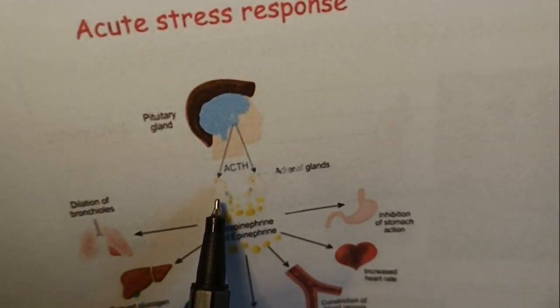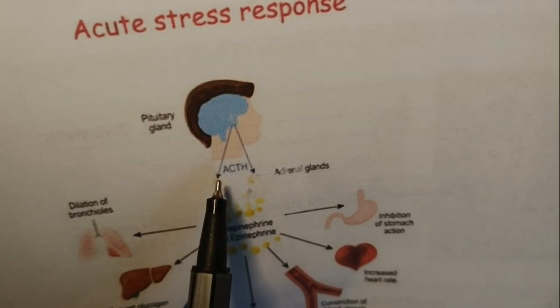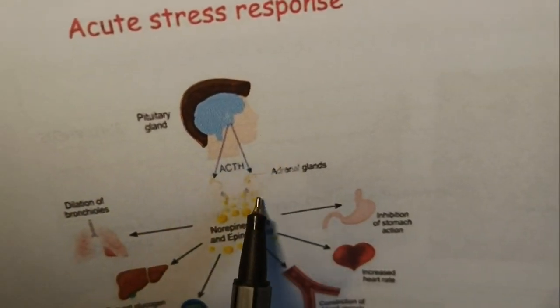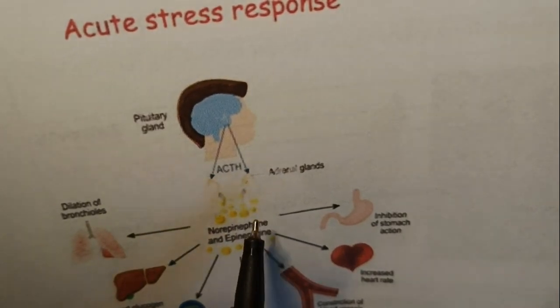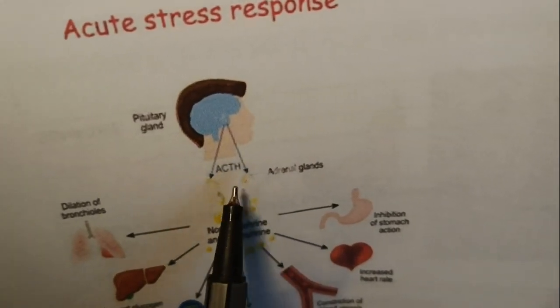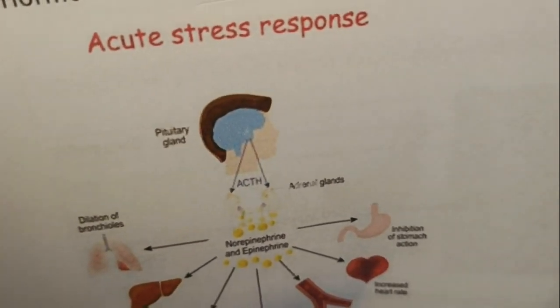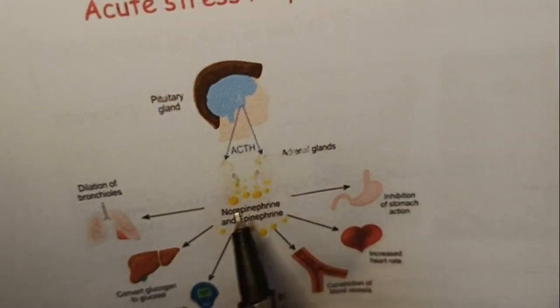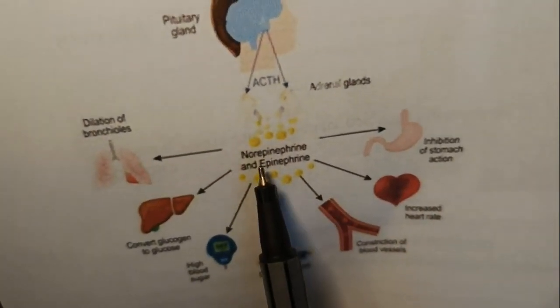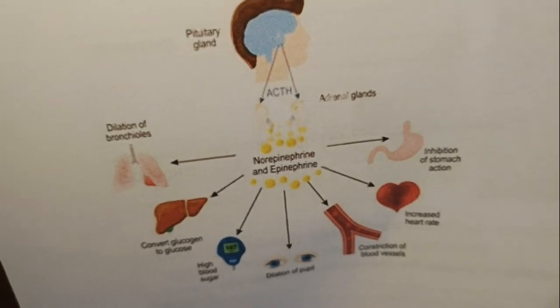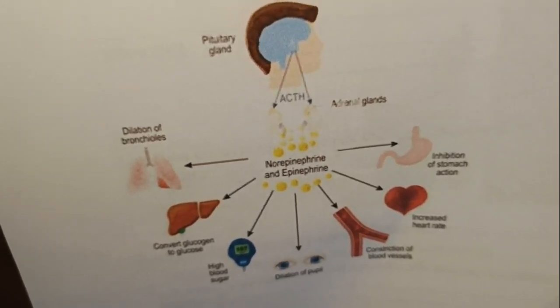Adrenal glands are situated at the top of each kidney on both sides. They are also called suprarenal glands. Renal means kidney. Suprarenal means that they are situated superior to kidney. Now adrenal glands, they secrete adrenaline and noradrenaline. And what do adrenaline and noradrenaline do?